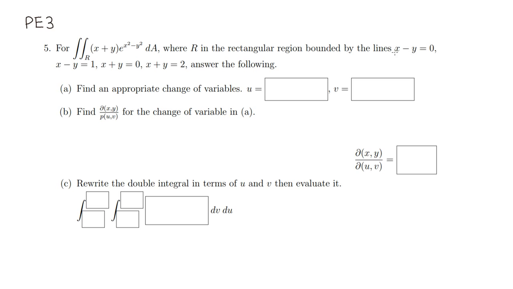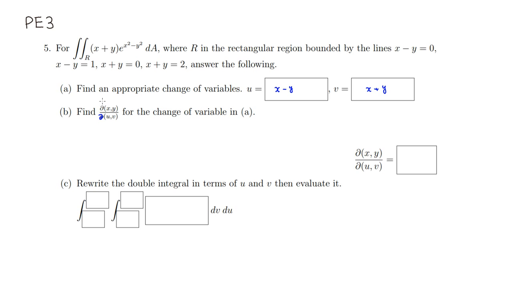boundary lines, you have x minus y equals 0, x minus y equals 1. So we can set u to be simply x minus y. And the other two boundary lines are x plus y equals 0 and x plus y equals 2. So we can set v to be x plus y. So that's part A. And part B, we want to find the partial of (x, y) with respect to (u, v). This is supposed to be a partial there.